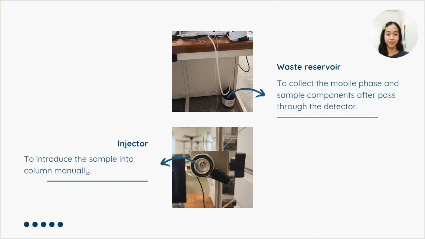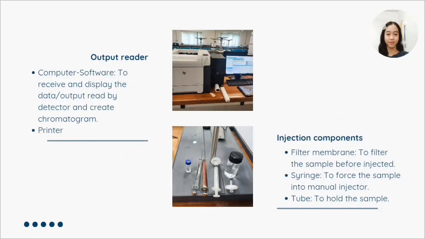Next, injector to introduce the sample into the column manually. For the output reader, it consists of a computer, saver, and printer that function to receive and display the data or output read by the detector and create a chromatogram. Lastly, injection components consist of filter membrane, syringe, and tube that each function to filter the sample before it is injected, to force the sample into the manual injector, and to hold the sample.